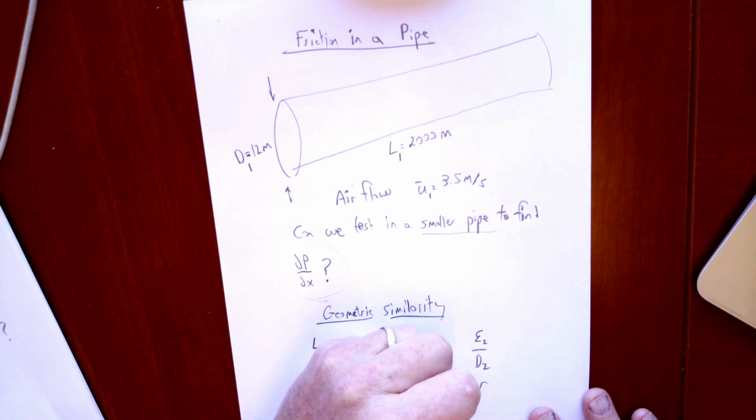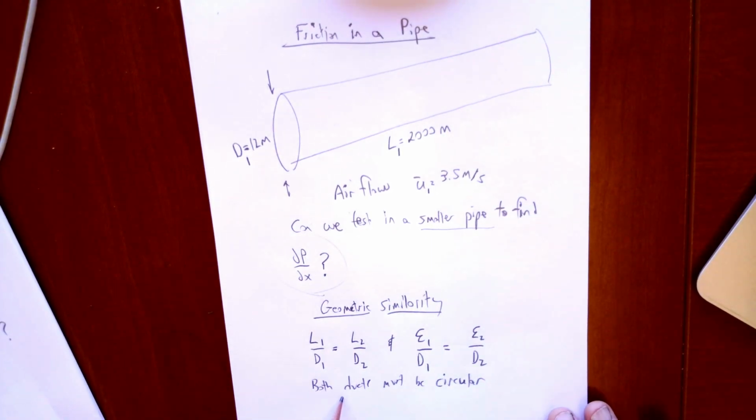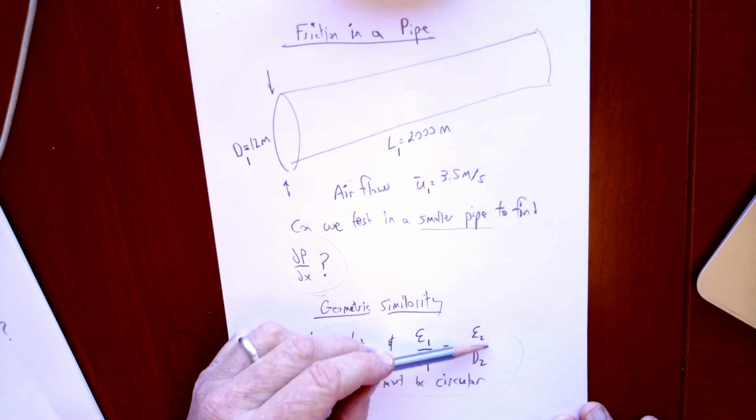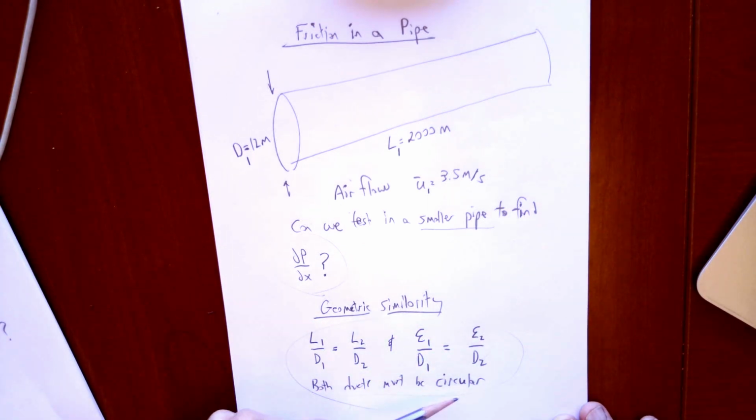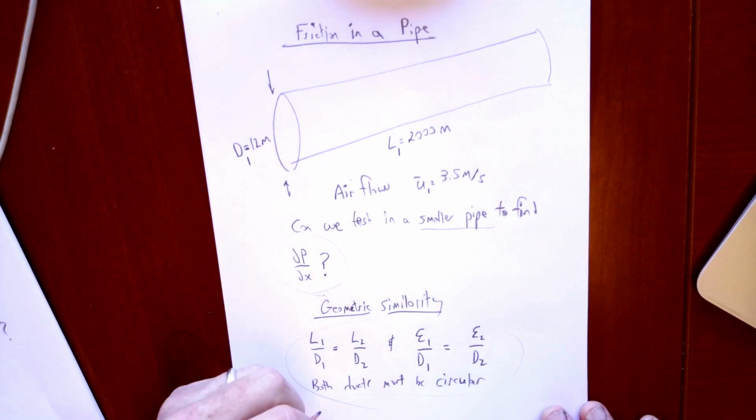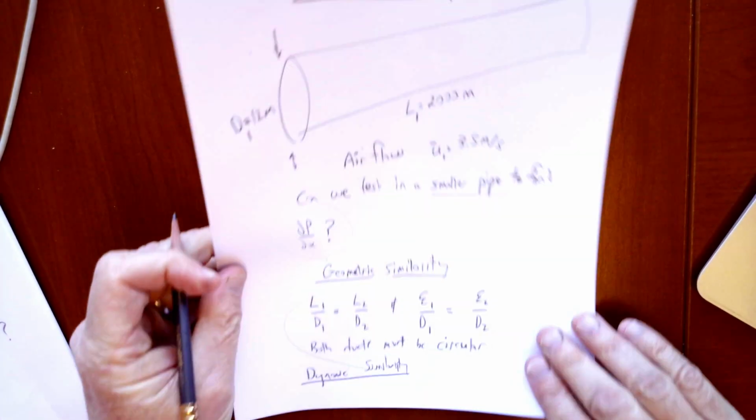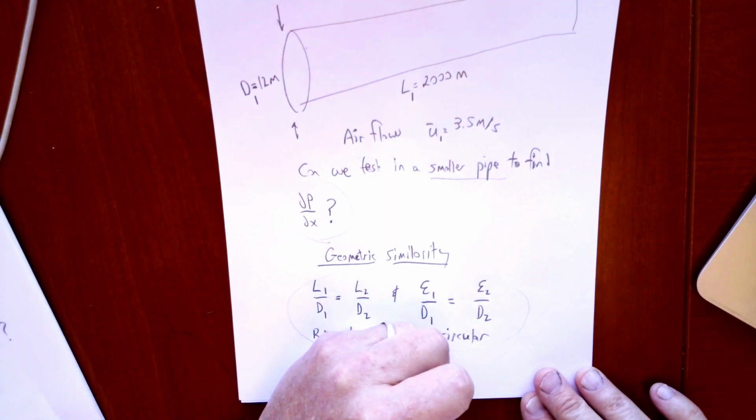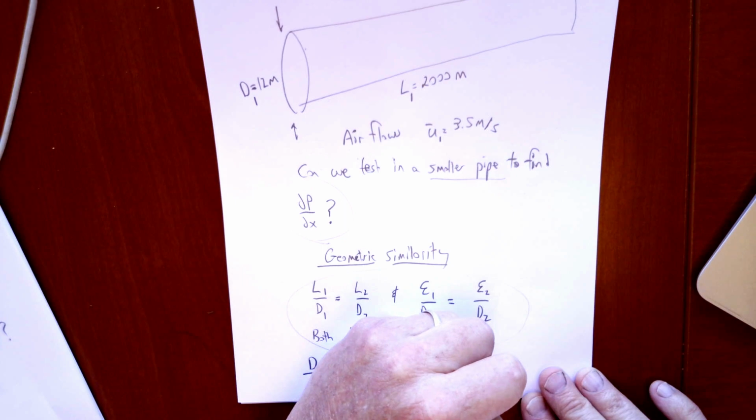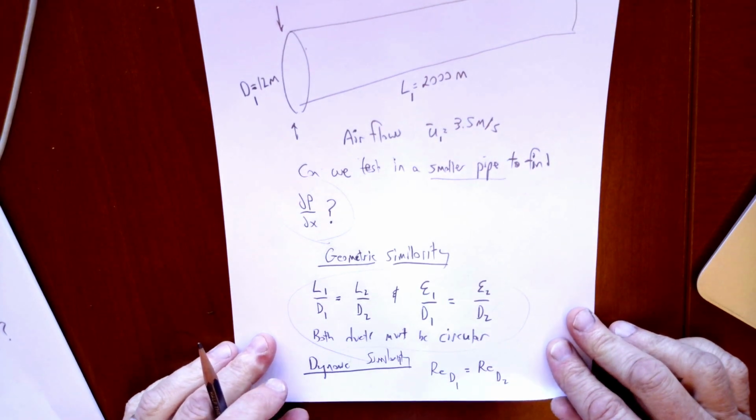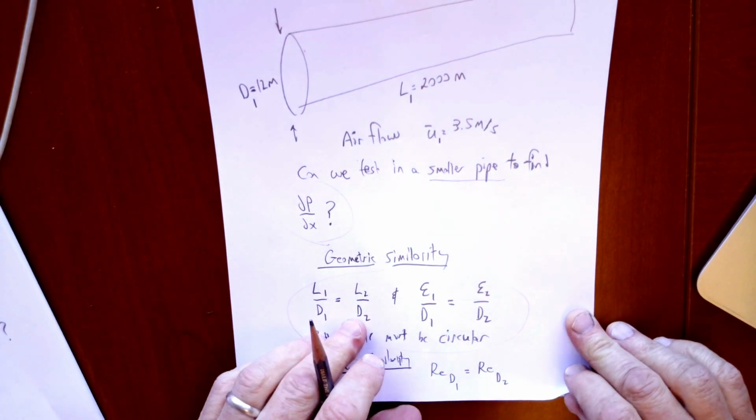So for this system, not a very complicated geometric system, geometric similarity is just this. We need these length to diameter ratios to be equal to each other. We need the dimensionless roughness to be equal to each other, and both ducts must be circular in their cross section. All right, for what's called dynamic similarity, this is the similarity of fluid motion. For that, we match the Reynolds numbers. So the Reynolds number based on diameter 1 has to equal the Reynolds number based on diameter 2. Of course, that assumes that our characteristic length for our dimensionless system is going to be the diameter, which is typical of problems such as this, not the length.